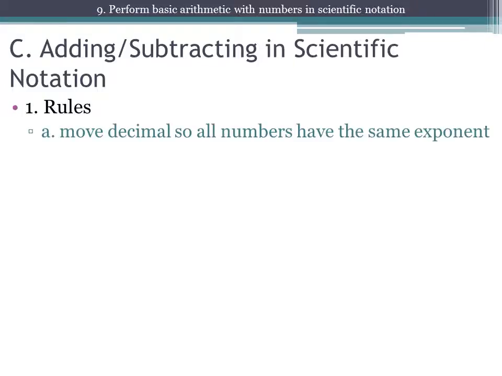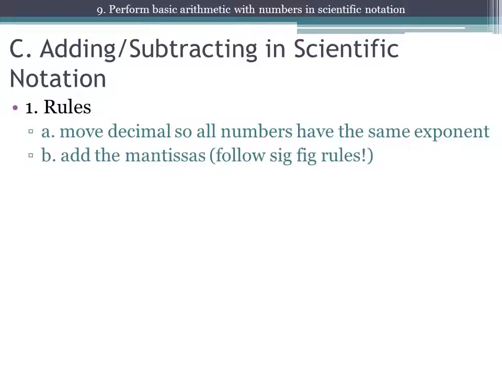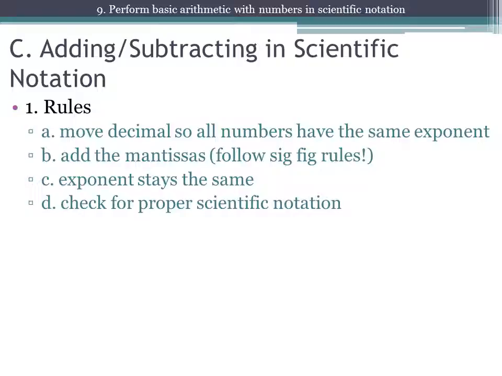So the rules are, if we're going to add or subtract numbers in scientific notation, the first thing we want to do is move the decimal point so that all the numbers have the same exponent. Then we'll just add the mantissas, or subtract if you're subtracting. When you do that, remember to follow the sig fig rules. And then the exponent will stay the same. Whatever exponent we change the numbers to up here in A, they'll stay the same. And the last step is we'll check for proper scientific notation. In other words, make sure the decimal point is in the right spot. And if it's not, then you would need to move it, which would in turn change the exponent.